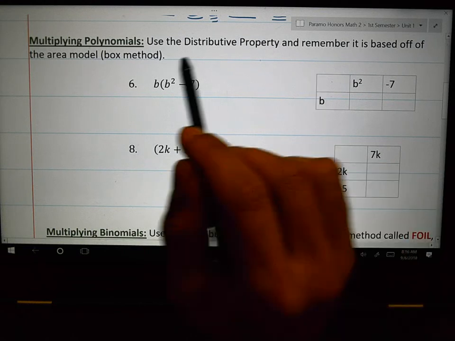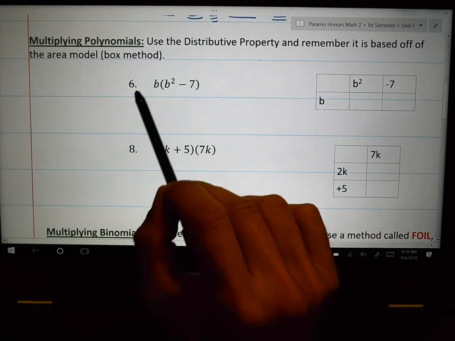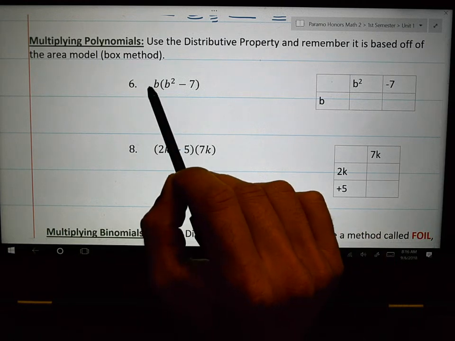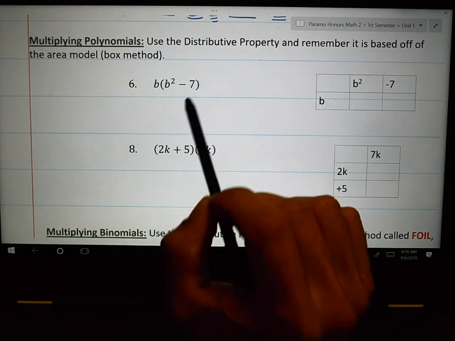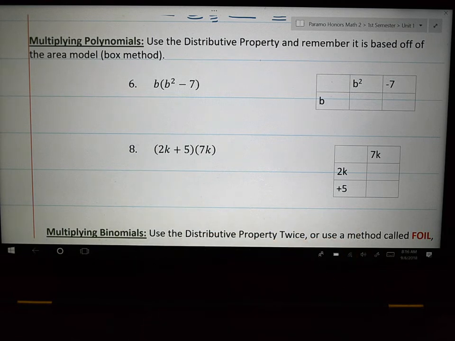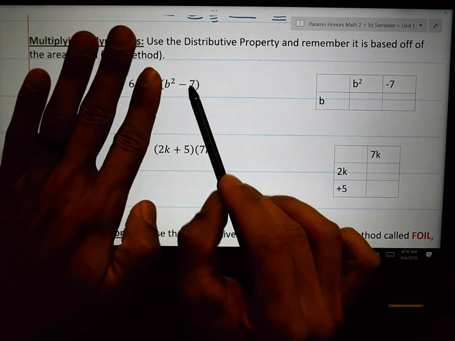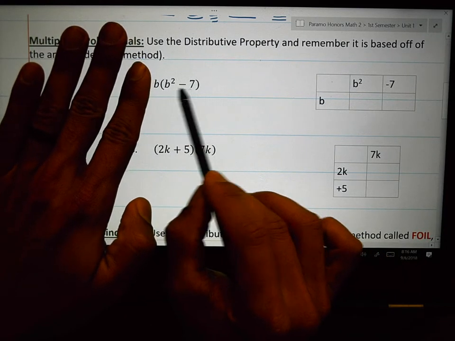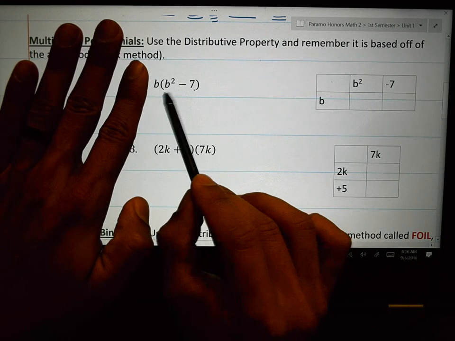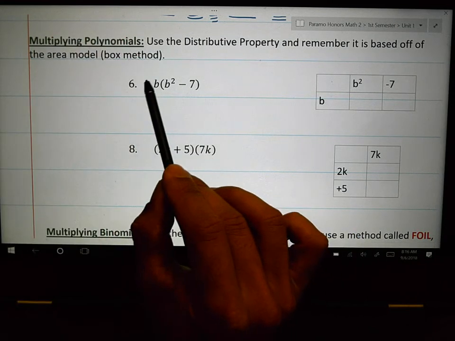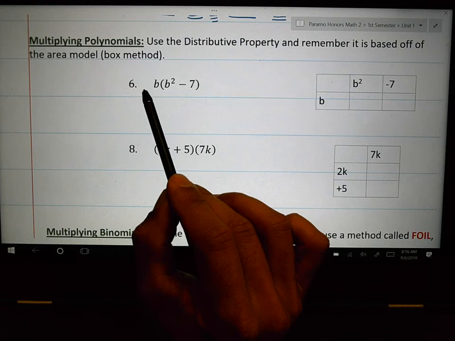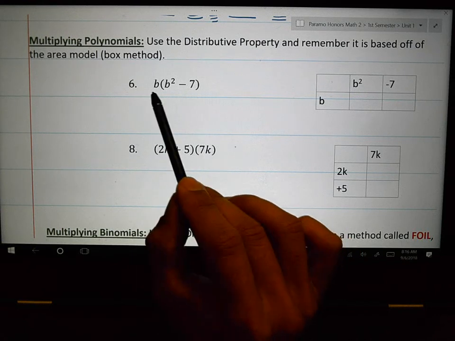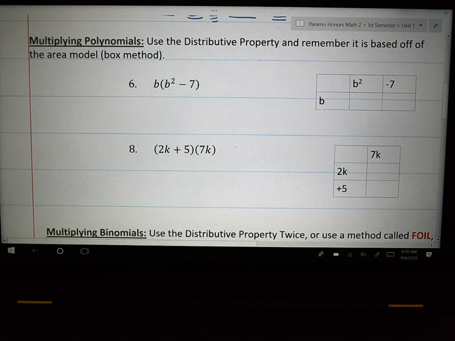The first thing, I picked 2 examples of a monomial times a binomial. Those are 2 different names for how many terms each polynomial has. If I look at this, it is called a binomial because it has b squared minus 7. It has one term and another term. There are 2 terms there. This is considered a monomial because it's one term multiplying a binomial. Monomial times a binomial. I just say that a lot just so you know what we're dealing with.